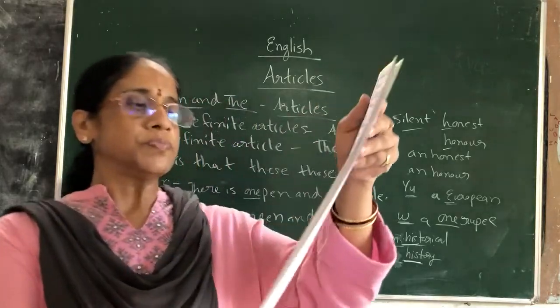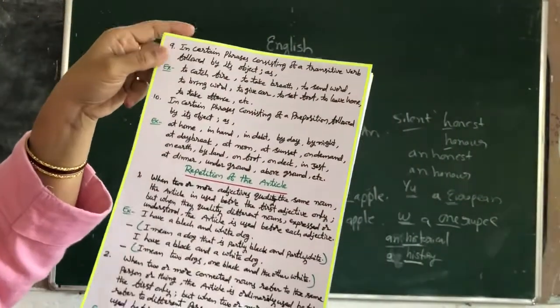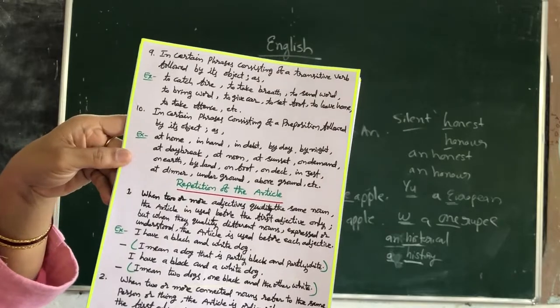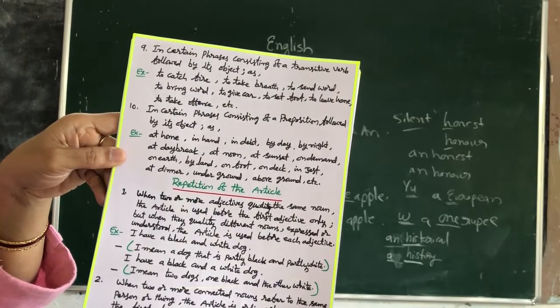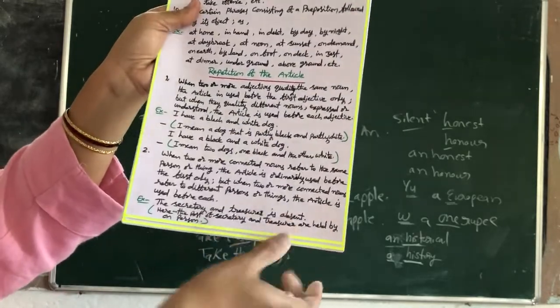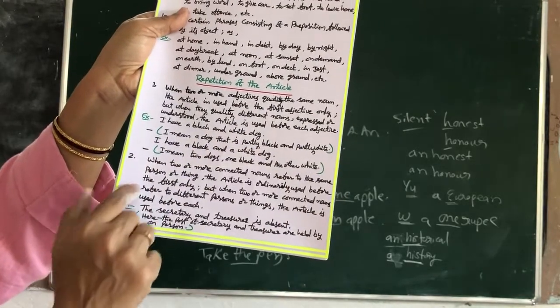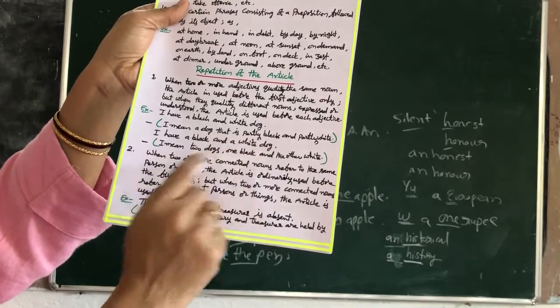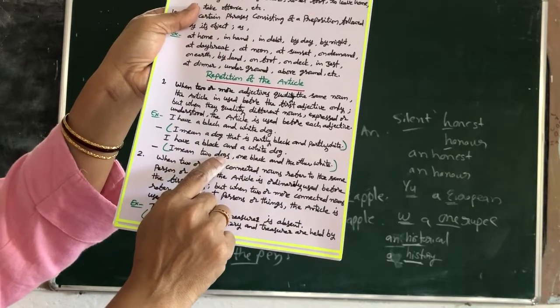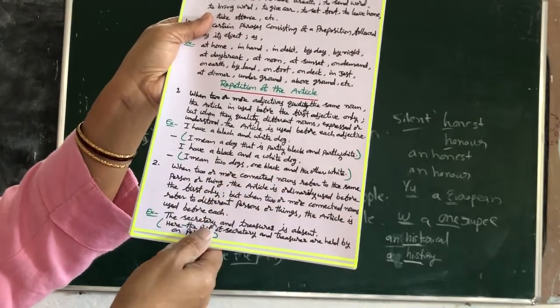See here. First copy down this omission part, that is 9th and 10th question bits. Now next, see the repetition. I have a black and white dog, I mean a dog that is partly black and partly white. But if I say, "I have a black and a white dog," what do I mean by that? I mean two dogs, one black and the other white.